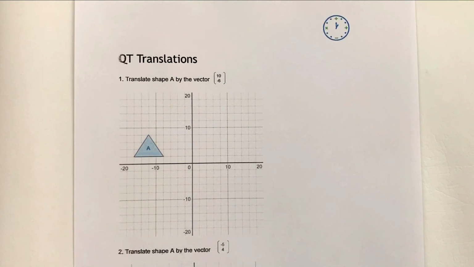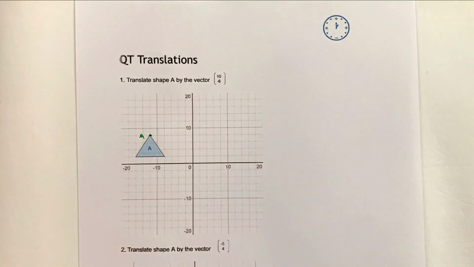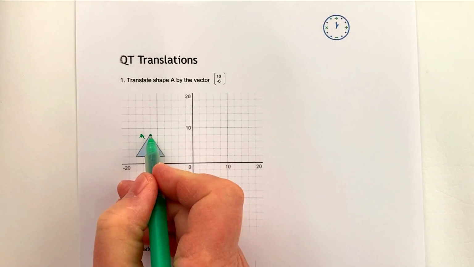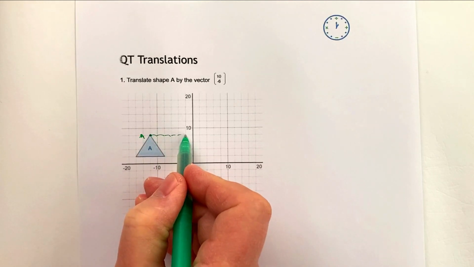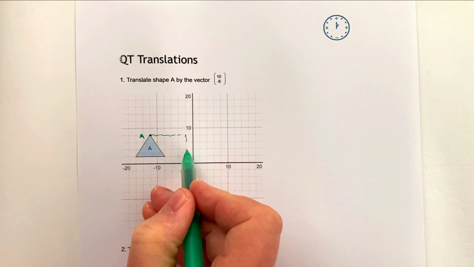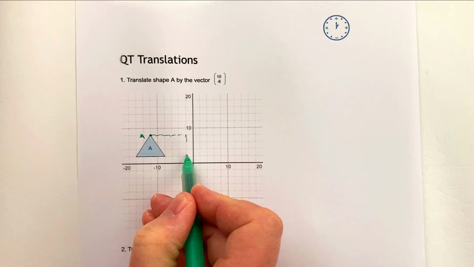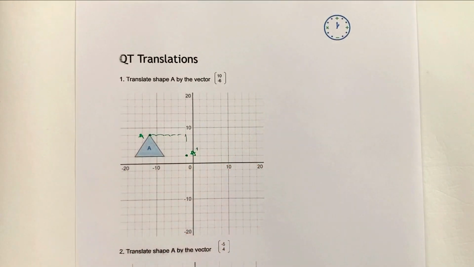So when we're counting 10 units, let's go from this point here. Let's call it A, and I'm going to move 10 units across. So 2, 4, 6, 8, 10 to there, and then 6 units down, 2, 4, 6. And that means that point, which we'll call A prime, ends up over there.